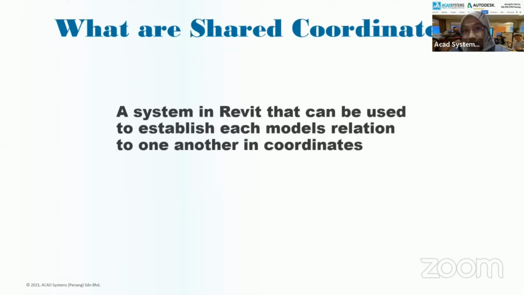So actually, what are SharedCoordinates? SharedCoordinates is a system in Revit that can be used to establish each model's relation to one another in coordinates. So this SharedCoordinates function in Revit, for instance, where you have a project with so many models. For example, the structure engineer did their own models, the architect did their models, and each discipline did their own models separately.